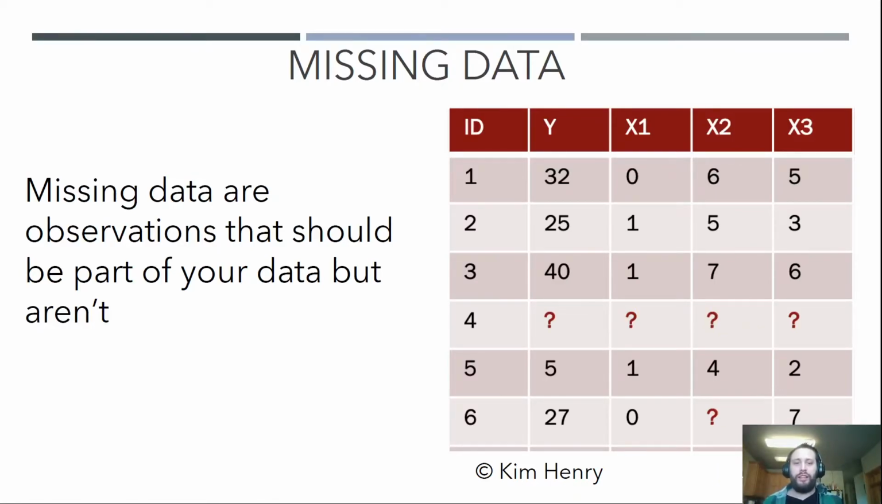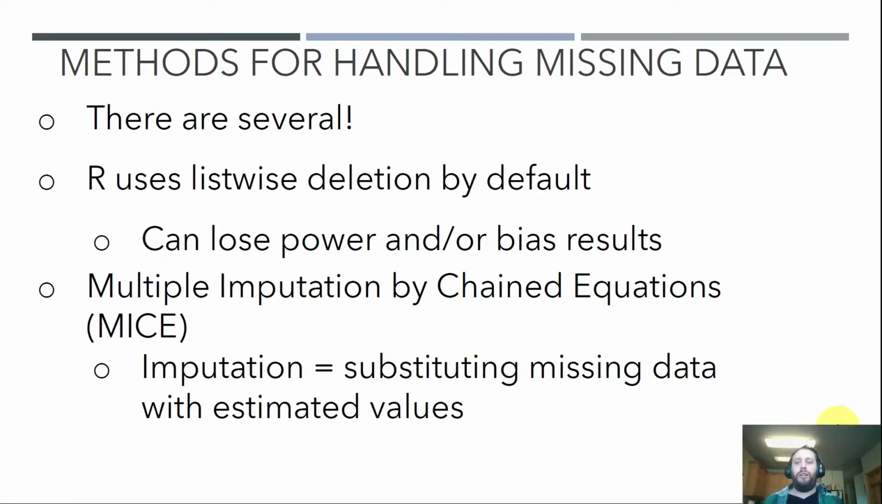There's no missing data in any of them. So now today we're actually going to be working with a data set that has missing data. Essentially, missing data are observations that should be part of your data but simply aren't. So in this example, you have ID number 4, which has missing data on Y, X1, X2, and X3.